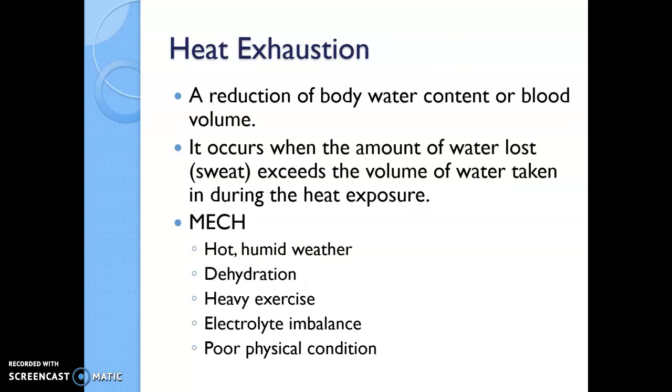Next, we have heat exhaustion. Heat exhaustion comes from a reduction of body water content or blood volume. It's going to occur when you lose really high amounts of water, and that's going to exceed the volume of water that person is taking in while they're exercising or exposed to heat. So basically, the person is sweating a lot, losing a lot of water volume, which decreases our blood volume in the body, and that's because we're not taking in or drinking enough water throughout the day. Mechanism for this is going to be very hot, humid weather, dehydration, mixed with heavy exercise, sometimes that electrolyte imbalance, and then poor physical condition or someone not being acclimatized to the heat can also add to this.